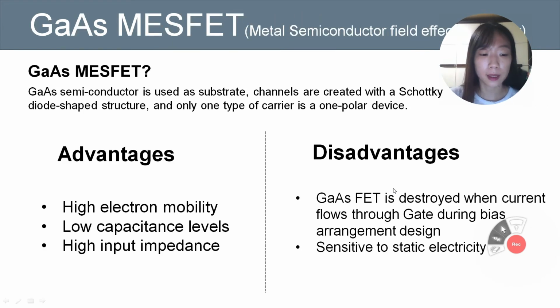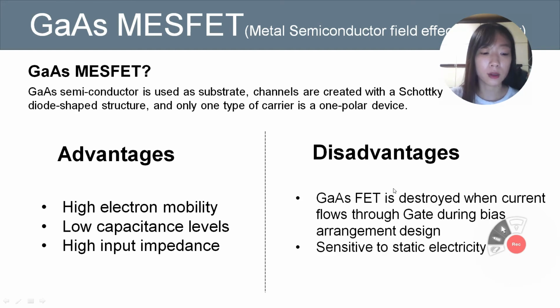GaAs MESFET is a device where a GaAs semiconductor is used as the substrate, and channels are created with a Schottky diode shape structure, and only one type of carrier is used, so it is a unipolar device. Next, let me introduce the advantages and disadvantages of GaAs MESFET.